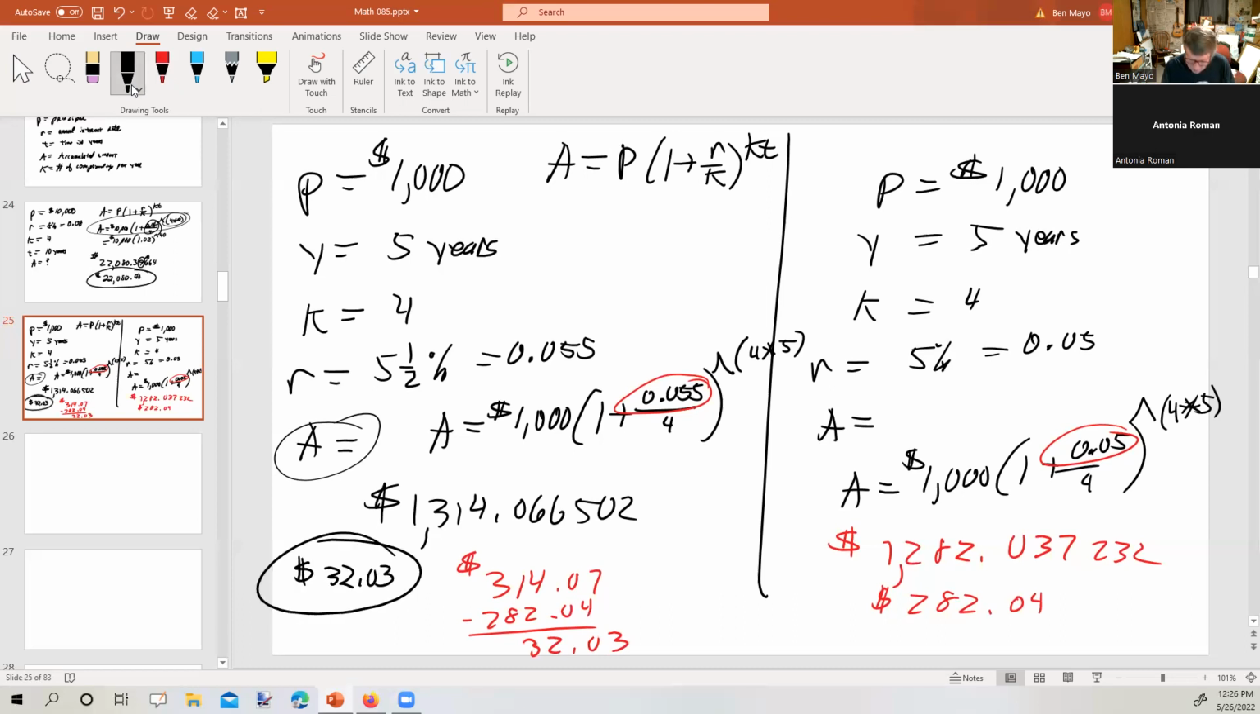$32.03 more. So by having the same conditions, same amount invested, same amount of time, same amount of compoundings, but having a 0.5% higher interest rate over that 5-year period, we would make $32.03 more than without it. So higher interest rate, if it's in your favor, that's a good thing. Okay. All right. I've got one more problem and then I'm going to go.